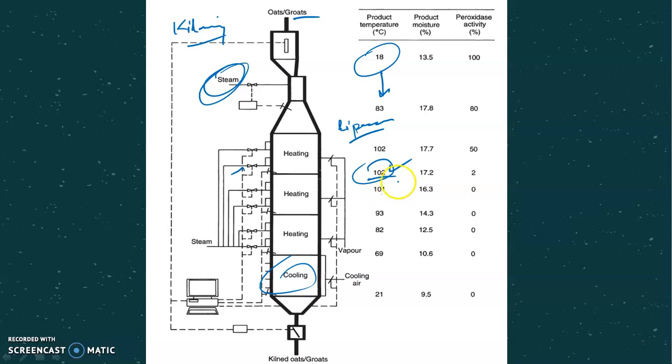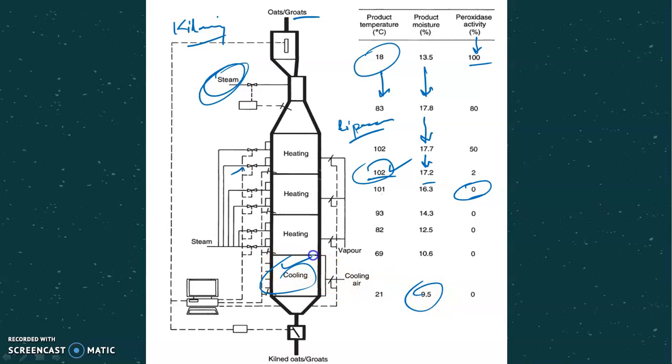which reduces the peroxidase activity to zero. You can see from here the peroxidase activity initially was 100%, then it decreased and reached 0%. Also, the moisture content increased because of the steam which is used as a heating medium. The moisture content has increased to 17.2%. Then it is again dried to remove this extra moisture, and the final moisture content reaches 9.5.